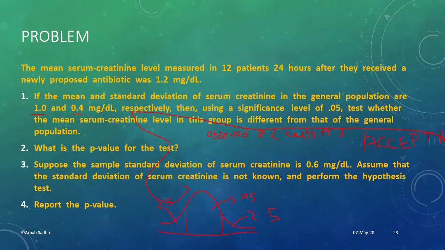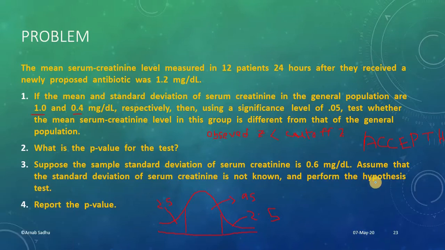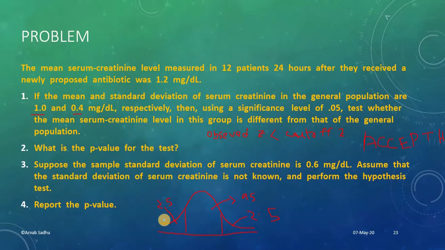Okay, so the next question is, suppose the sample standard deviation of the serum creatinine is 0.6. Now here the sample standard deviation is known and the population standard deviation is not known, right? In these cases, how do you find the hypothesis test or the p-value? You have to use the t-test here, as you have seen that if the standard deviation of the population is not known, you use the t-test. So let us use the t-test using R here again.